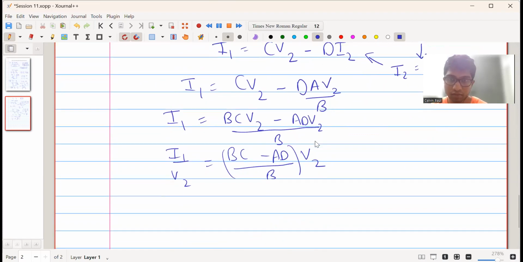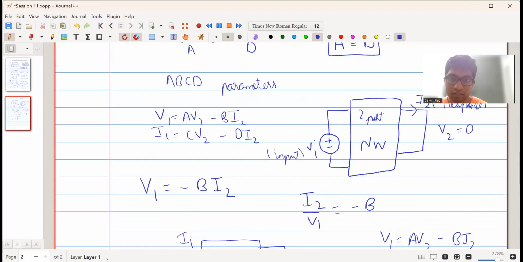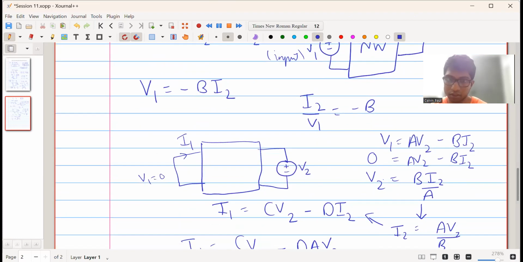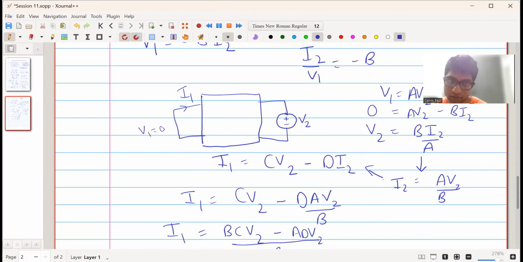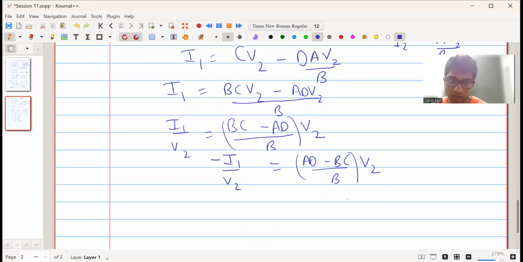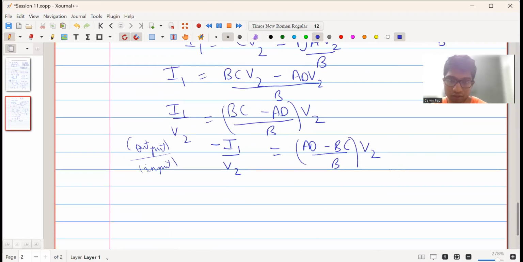But we have neglected the fact that when we applied the input over here, the current was in the outward direction, whereas when we applied it over here, the current was in the inward direction. Then we need the opposite. So that's why we write minus I1 upon V2 is equal to AD minus BC upon B. This is the required output, or the response, and this is the input. When we compare, this V2 must go.